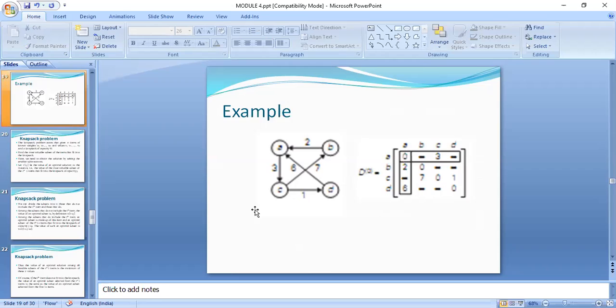Okay, so I want all of you to go through these two problems. And from the problems, you will get to know.